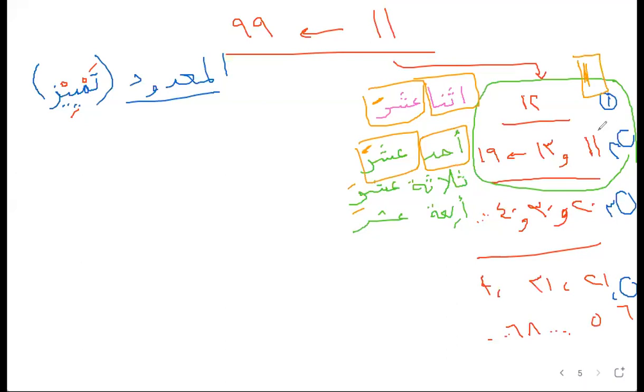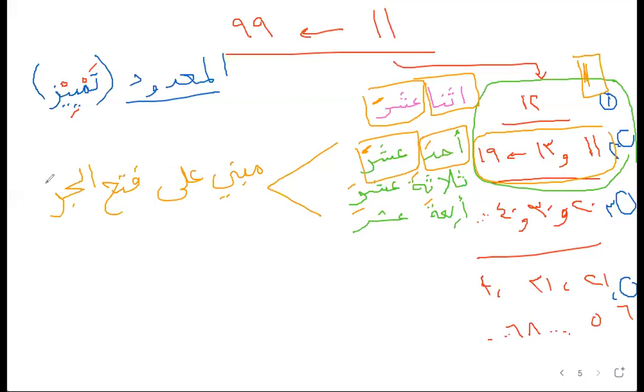And when you come to 11 to 19, then these are also mabniyun alal fatha. In actual fact, 11 to 19 except 12, without 12, we call it mabniyun ala fath al-juz'ain, مبني على فتح الجزئين. That means both sides of the number, they have a fatha and it's fixed. Okay? Is that clear? جيد.